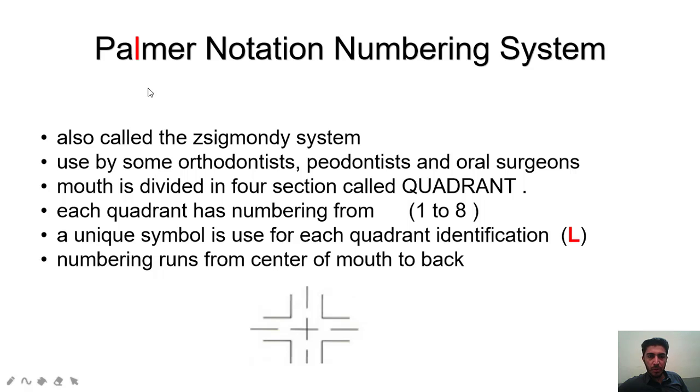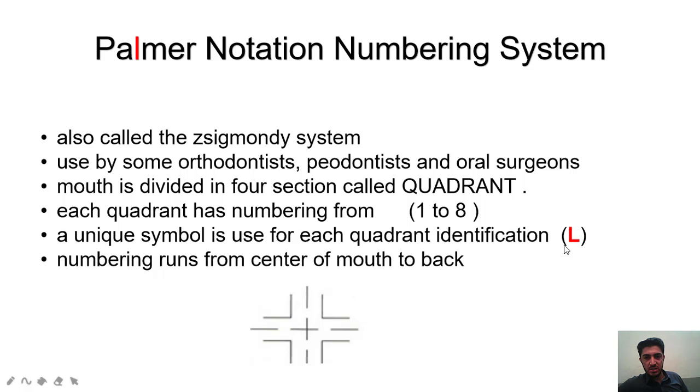Now we will come to the Palmer notation numbering system. The Palmer notation numbering system is also commonly used. It is also called the Zsigmondy system, used by orthodontists, pedodontists, and also by oral surgeons. In this system, each jaw is divided into quadrants, so the whole oral cavity is divided into 4 quadrants.